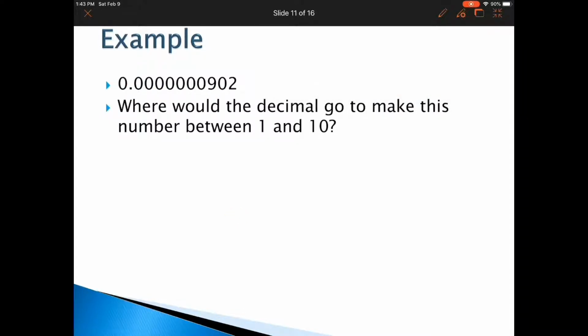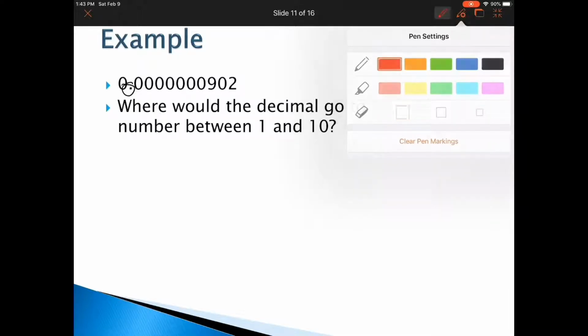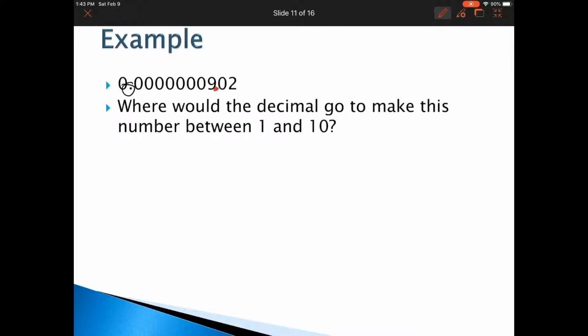Now let's try this one. So we have this number, and we want to know where we're going to move the decimal point to make the number 1 through 10. Well, our decimal starts right here, and we should move it right here to make it 1 through 10. Because if we put it before the 9, it's going to be below 1. If we put it after the 0 or after the 2, it's going to be above 10. So this is the best spot for it.